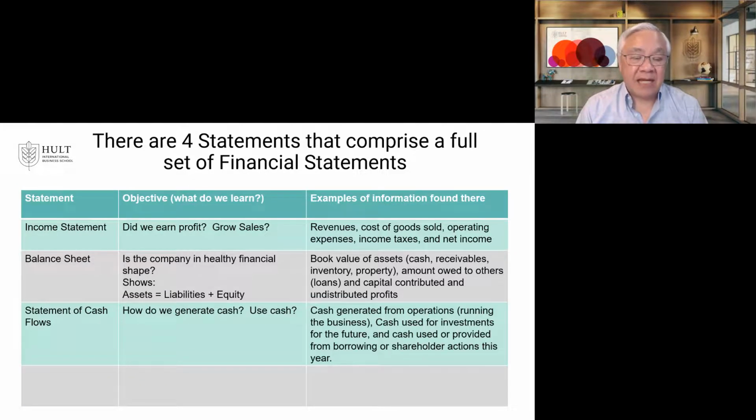Next is a statement of cash flow. And here, did we generate cash or did we use cash? And more specifically, we break it into three types of activities. The first block is from running the business. We call that operating activity.